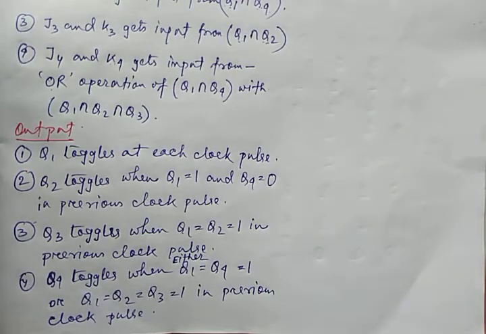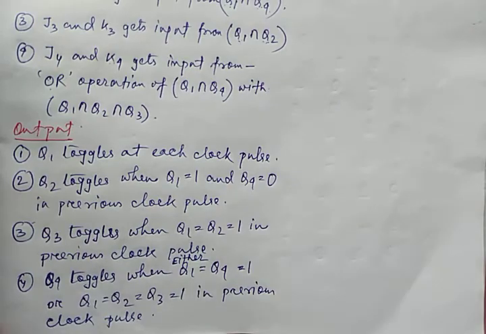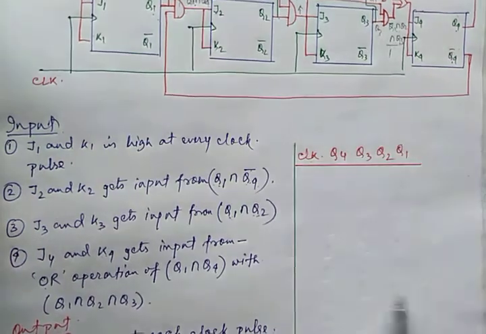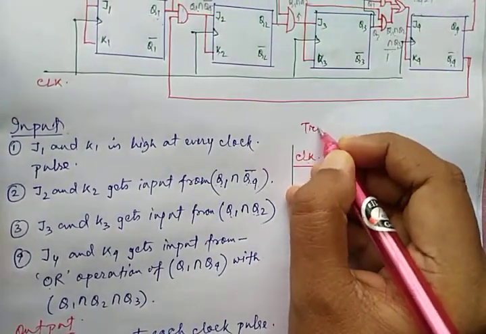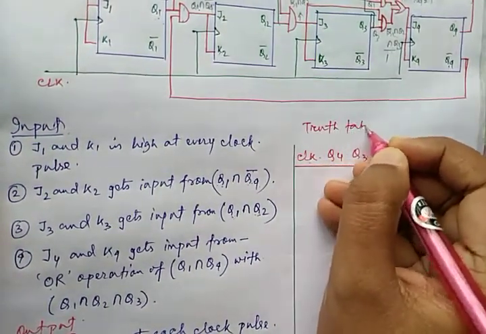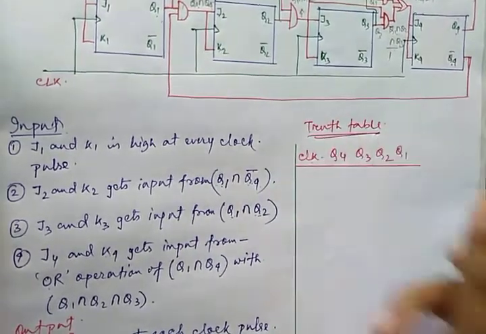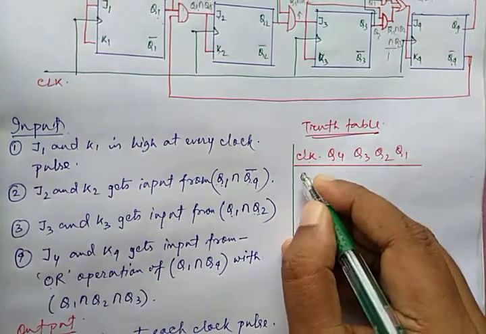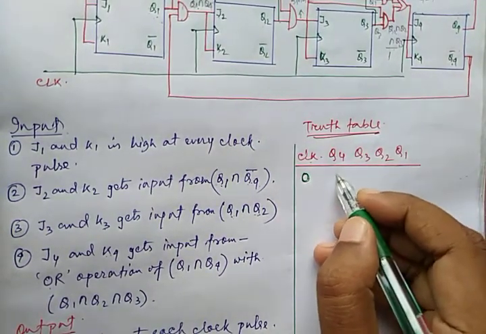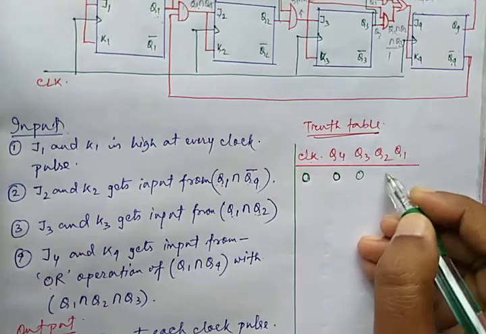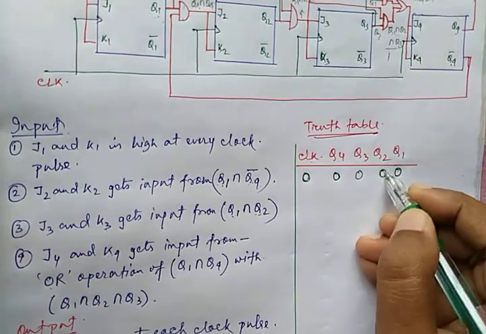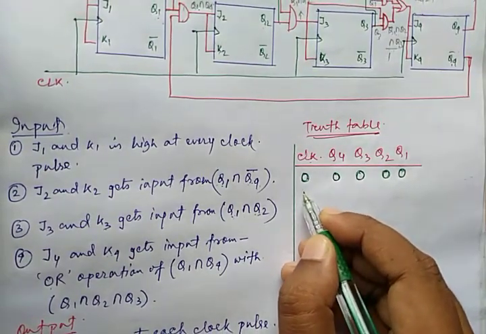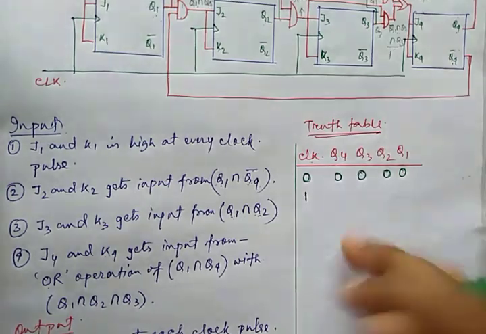Now let us draw the truth table by following this output sequence. Now for the truth table of the decade counter, this is our truth table. Initially, when the clock is 0, obviously the flip-flops are in the reset condition, that is, every flip-flop must be set with 0.